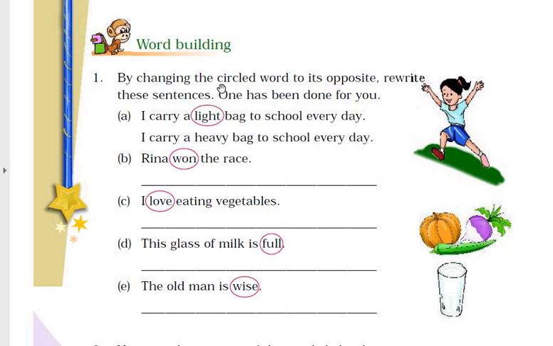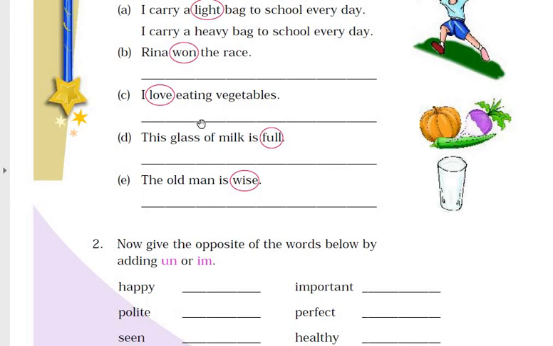Okay, now word building. By changing the circled word to its opposite, rewrite these sentences. Like light, the opposite of light is heavy. So one is in past form. Win, the opposite of word win is lose. So Rina lost, since it is in past form, right? I love, the opposite of love is hate. I love eating vegetables. I hate eating vegetables, though you should not hate eating vegetables.